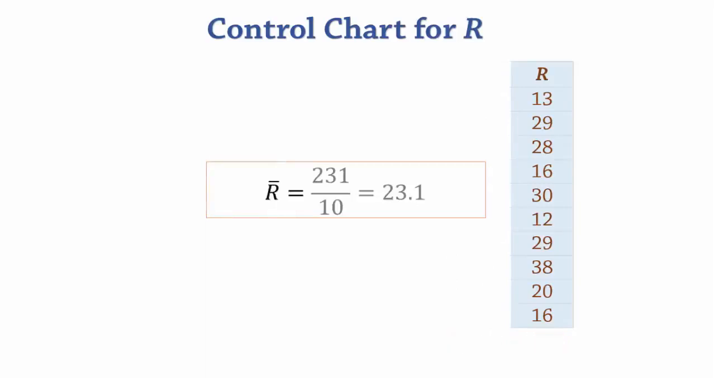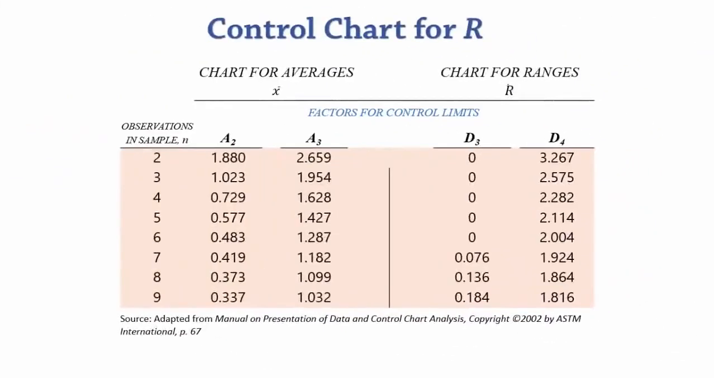The formula for the lower control limit, LCL, is D3 R bar, and the formula for the upper control limit, UCL, is D4 R bar. D3 and D4 are obtained from the table of control limit constants. Here are the first 9 rows of the table. For ranges, we'll look to the right here for our D3 and D4 values.